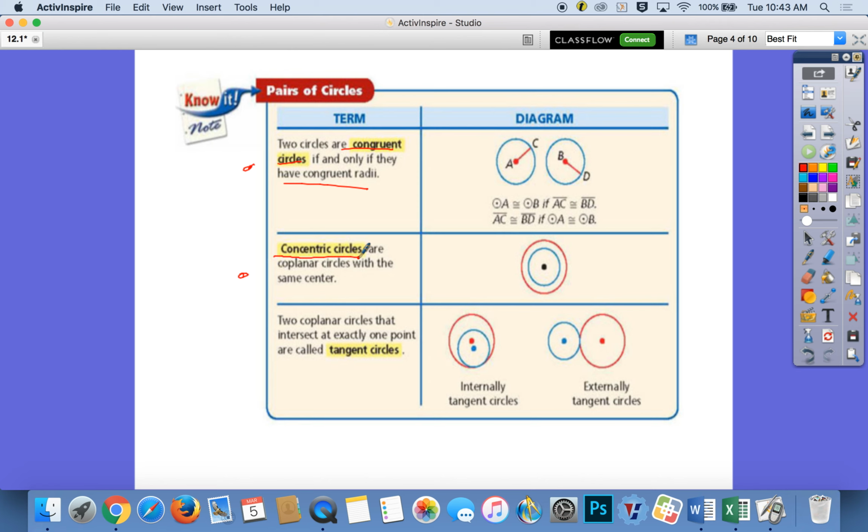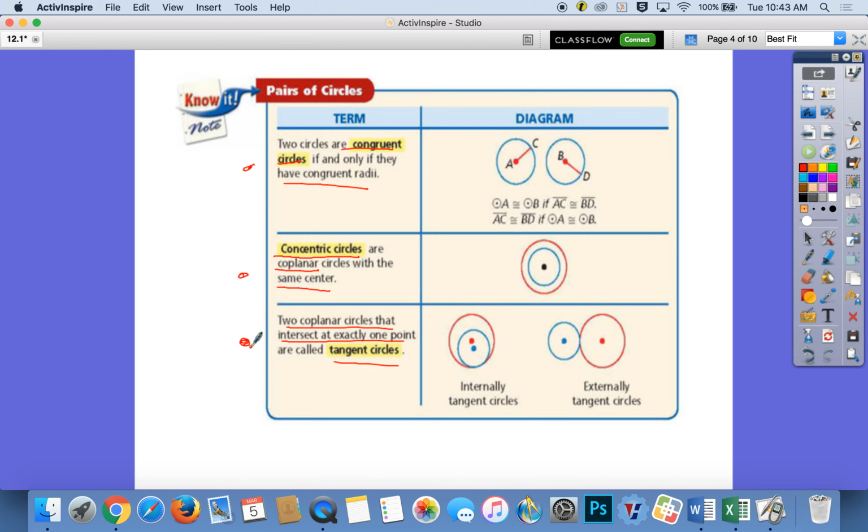Concentric circles are coplanar with the same center. Okay, so they're not congruent. They're coplanar with the same center. Okay, if they were congruent, it would be the same circle. All right, and then two coplanar circles that intersect at exactly 1 point are called tangent circles. Well, you can remember that because we just talked about our point of tangency.